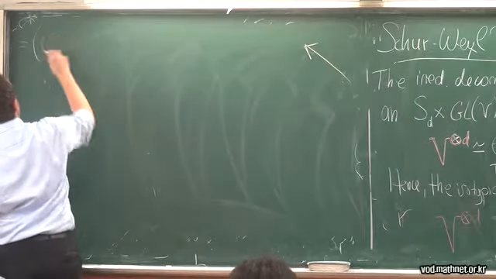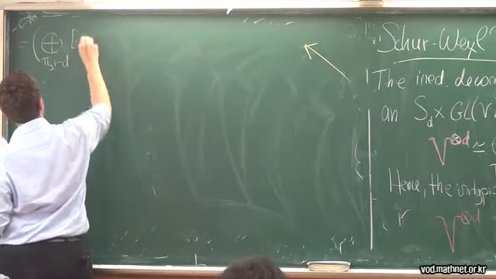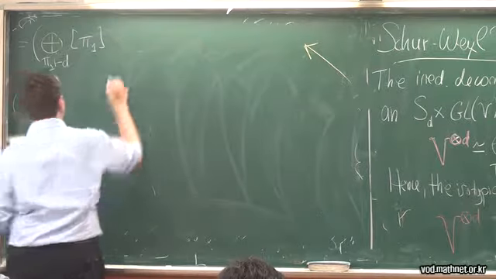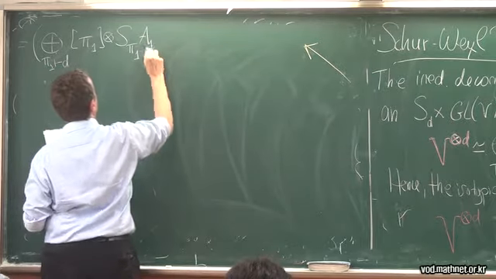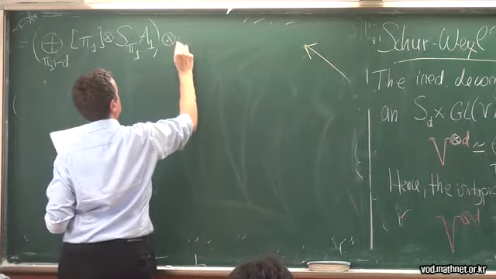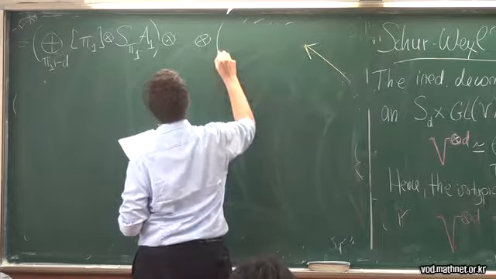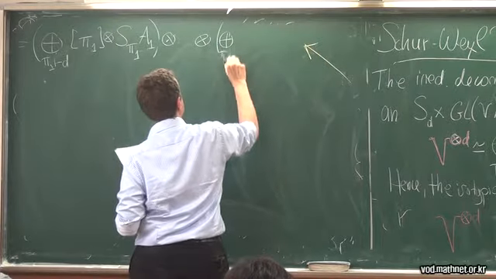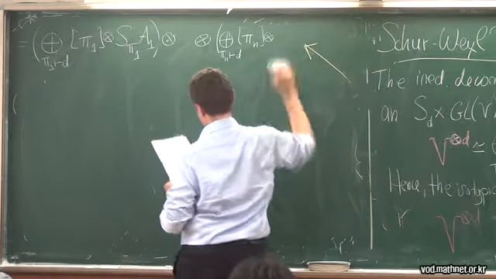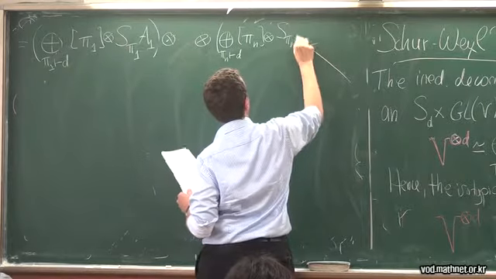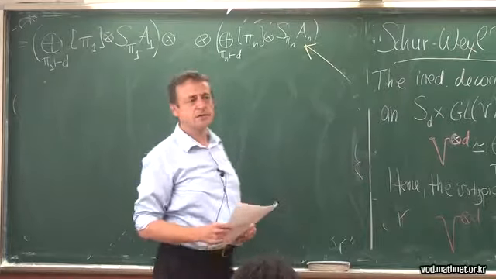This is equal to the direct sum, where pi 1 is a partition of D, of the Specht module for pi 1 times the Schur module S pi 1 of A1, tensor product, and so on. We do this for each of the factors, and the last factor is pi n, some other partition of D, the corresponding Specht module tensor product the corresponding Schur module. So we're using this middle decomposition n times.